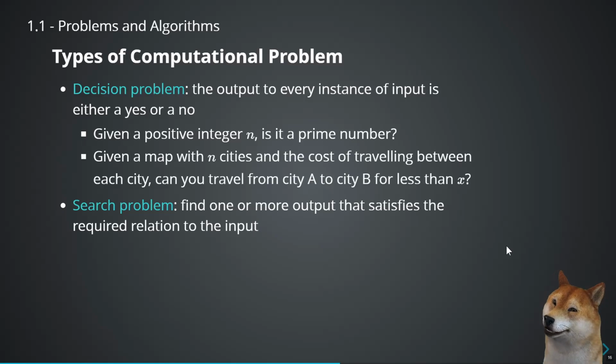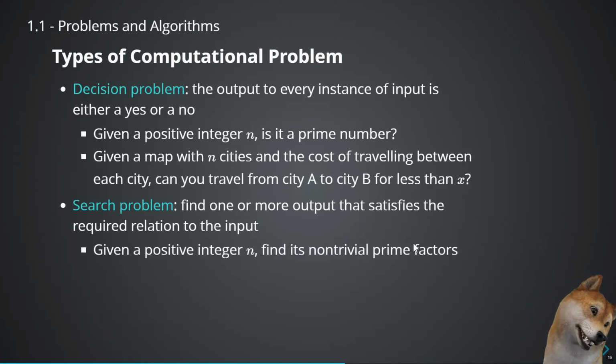I'm going to give you a map with n cities and the cost of traveling between each city, like the traveling salesman problem. But this time I'm just going to ask you, can you travel from A to B? So it's more like I give you a graph. Are A and B connected? Or for less than X, actually. Again, the answer is just yes or no, right? So those kinds of problems, we call them decision problems. It's easy. Well, not that easy, but at least you only say yes or no.